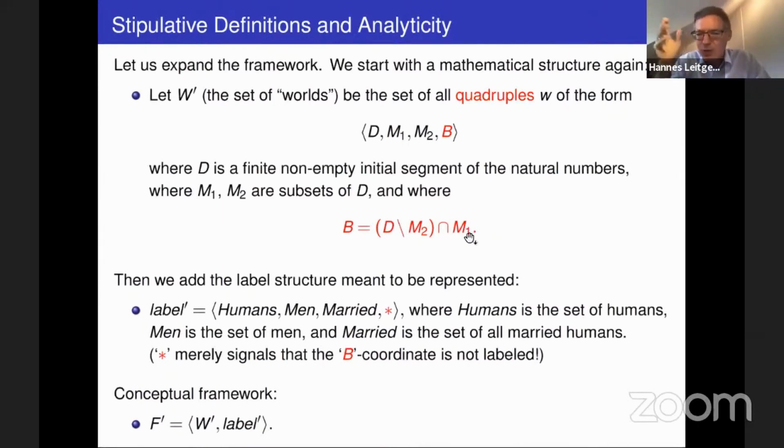So remember, M2 was something like married. So if I take this complement here, this will be something like unmarried. And M1 was to represent men. So, again, you get the idea what I'm aiming at, okay?